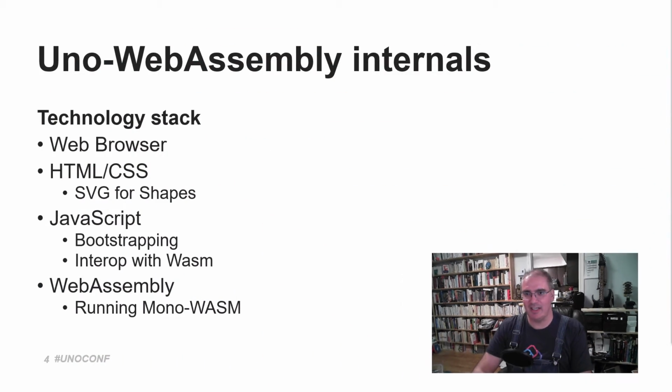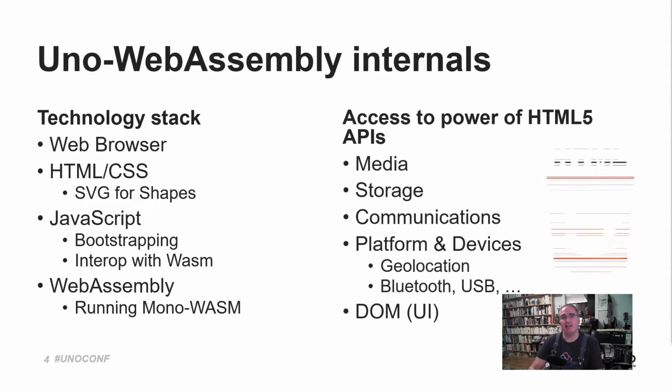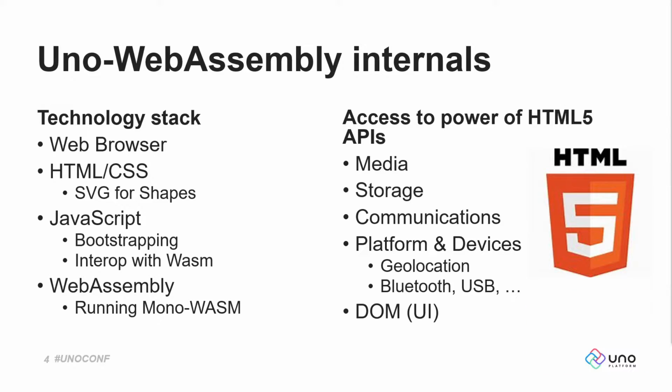Let's start with the internals of Uno WebAssembly. It's basically a web browser stack. So we have the web browser, we have HTML, CSS, we have JavaScript, WebAssembly, and we have the mono-wasm runtime to run .NET code. That means that your application can access all the power of HTML5 APIs for media, for storage, for communication, for platform and devices, and obviously for the DOM HTML to render the result of the app.